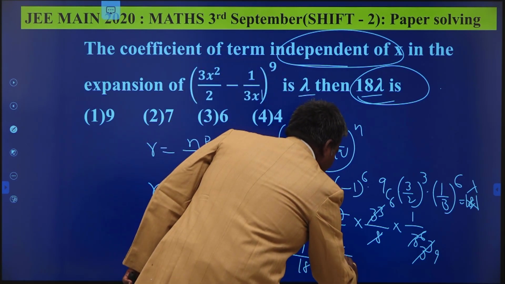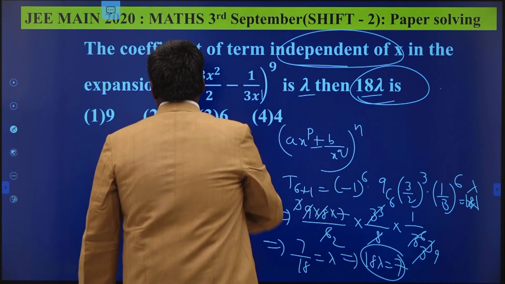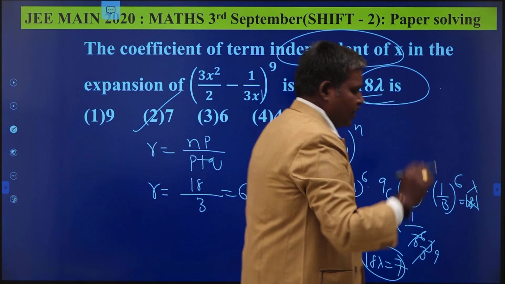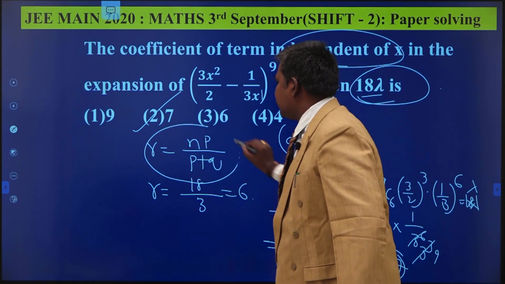What is my 18 lambda now? 18 lambda is equal to 7. So this is a very simple question. Therefore 18 lambda is equals to 7. So once you know this formula, you can easily do this one.